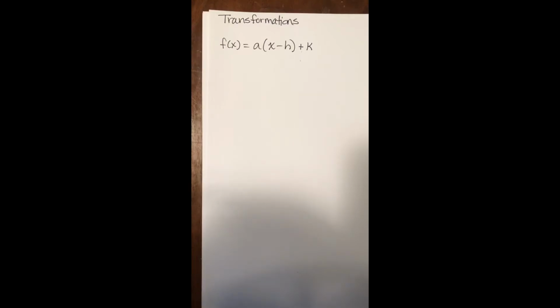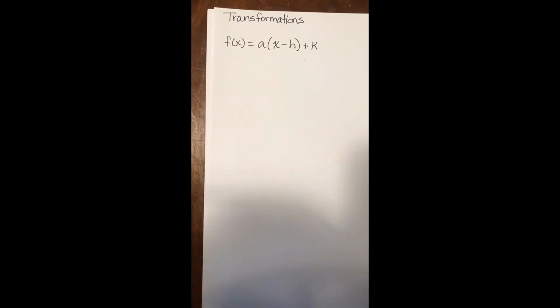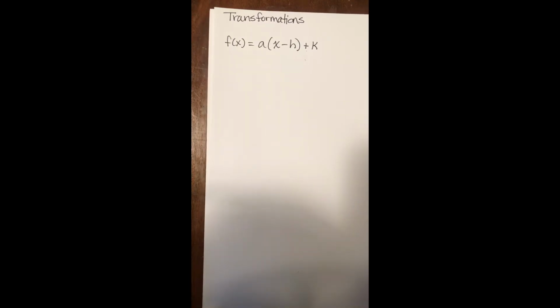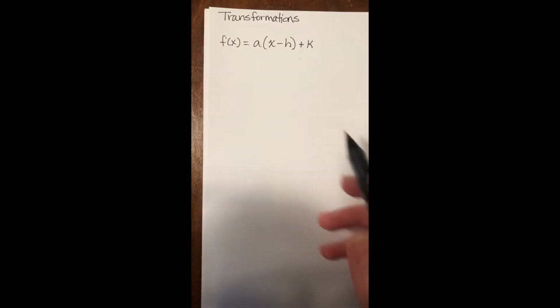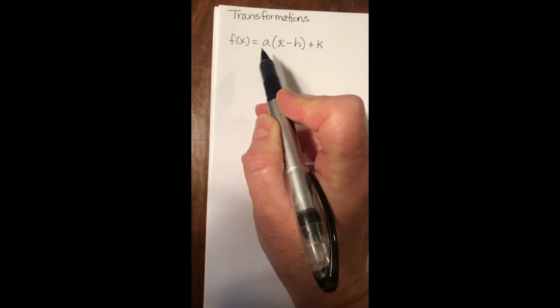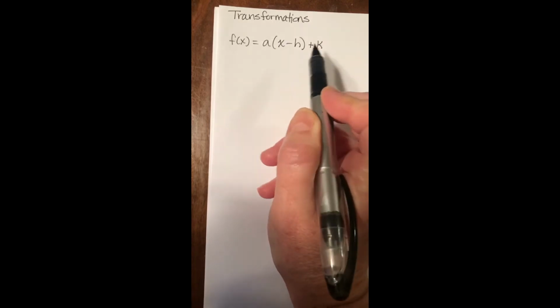Today's lesson is on transformations of functions. And so I've written a formula here: f(x) = a(x - h) + k. And all of your equations are not going to necessarily be in this form. They will all have the f(x) and they will all have the x, but they may not have the a, the h, or the k.